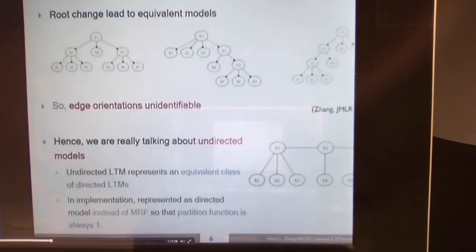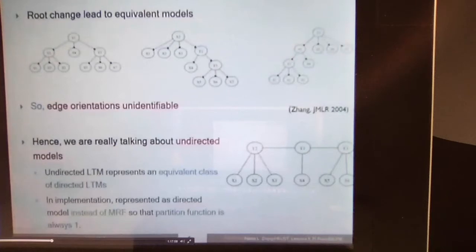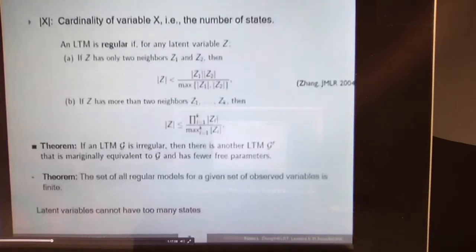Latent tree models have some intrinsic identifiability issues. If you change this structure to this one or to this one, those will give you equivalent models. This implies that the edge orientations are unidentifiable, so basically we're talking about undirected models. Also, the latent variables cannot have too many states. If you have too many, the model becomes unidentifiable.